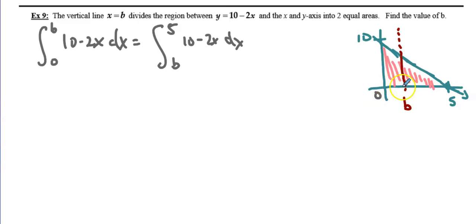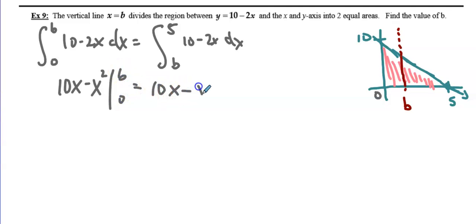We're starting at 0, and we're going to b. This is always our top function. This is always our bottom function, right? So it's going to be 10 minus 2x, technically minus 0, because this line is y equals 0, but we don't need to do that here. dx is equal to the integral from b to 5 of 10 minus 2x dx. So when we integrate this problem, the beautiful thing is that this becomes really, really easy to integrate.